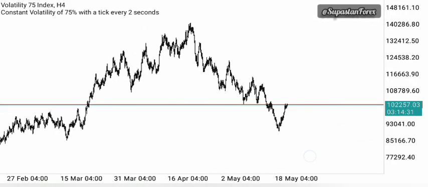I'm Supastan. Now this is V75 Index. I want to show you guys the latest strategy on how to make money from V75. Now the first thing we're going to do is look at the market on V75. This strategy works on all synthetic indices and forex markets.